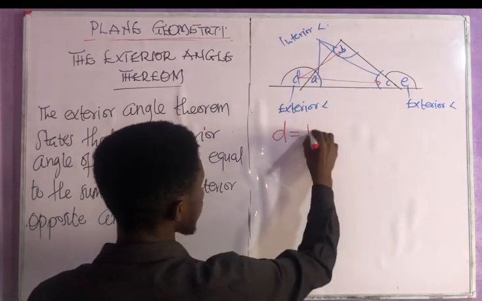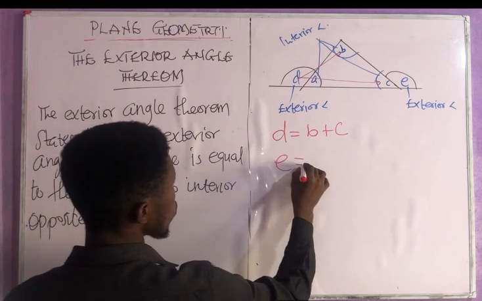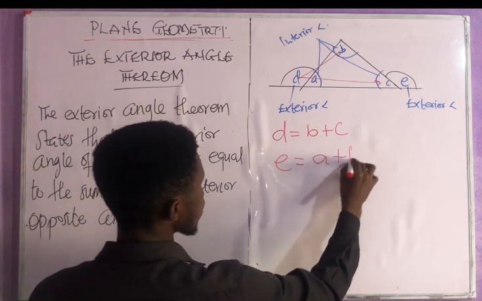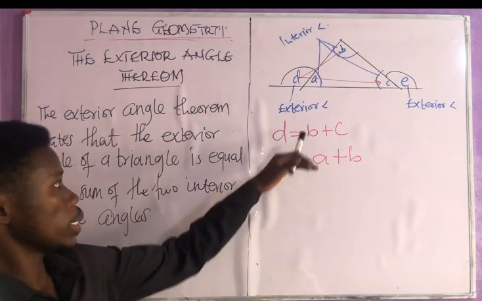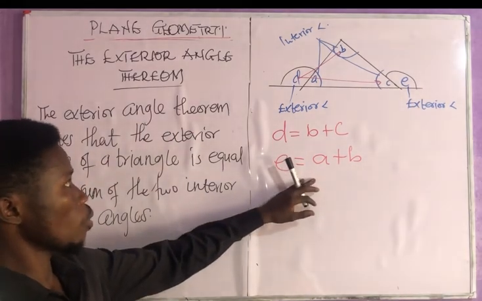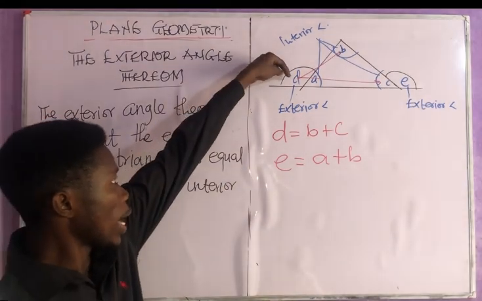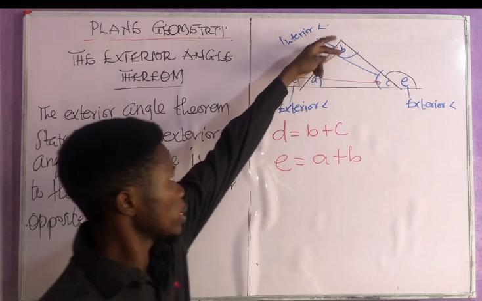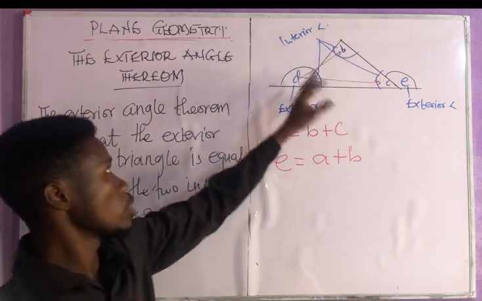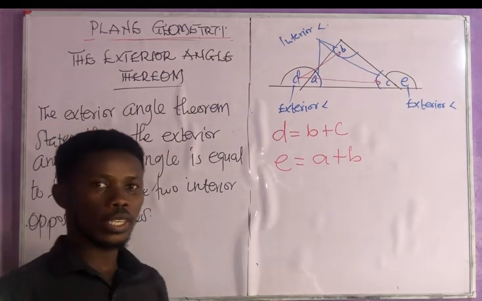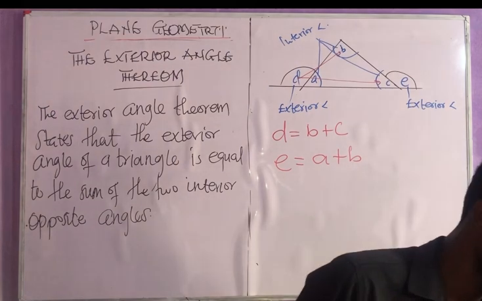So we are trying to say that D is equal to B plus what? C. Or E is equal to what? A plus B. Simple as that. This is the property. So in case they give you a question and there's an angle outside here and there's an angle here, and you are being told to find any of them, you can use this property and make sure that you state that property. It is very important. So now let's look at an example.